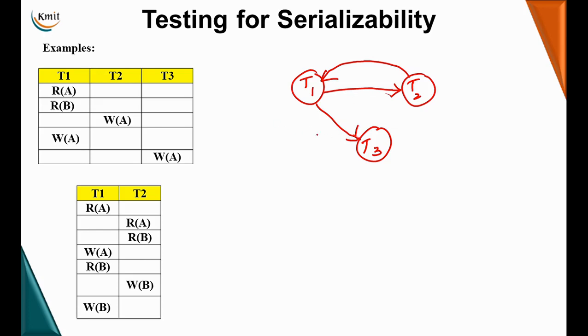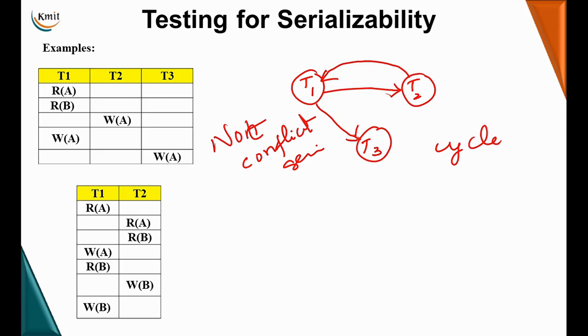Now if you watch this particular precedence graph, we see that there is a cycle. I start from T1, I can reach T2, or I start from T2, I can reach T1. There is a cycle of length 2. A cycle indicates that this is not conflict serializable. So this schedule cannot be converted into a serial schedule.